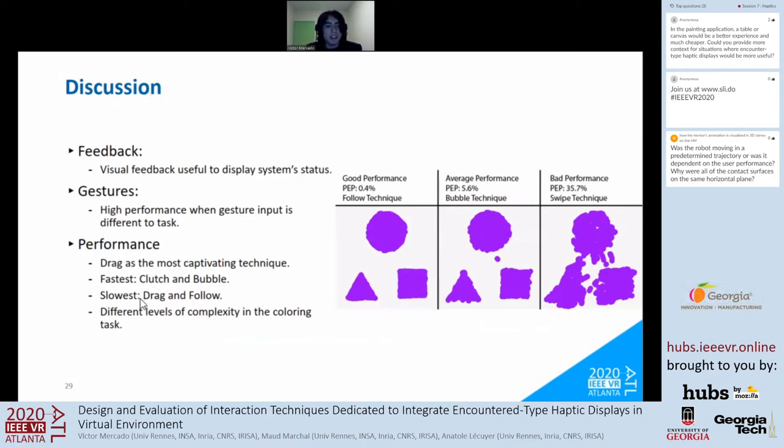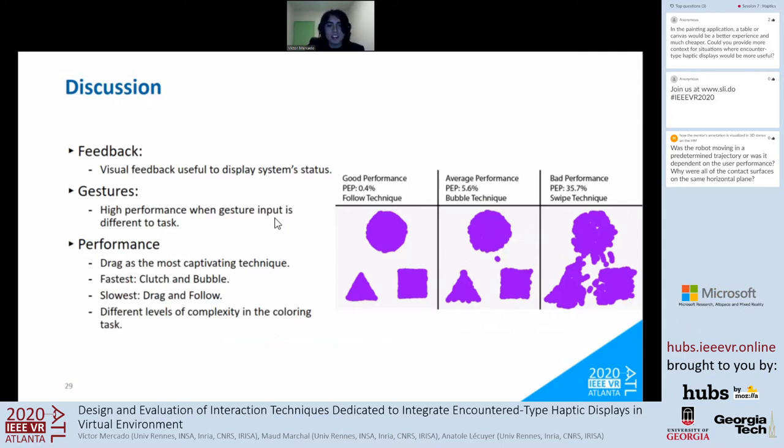And very interestingly, drag and follow techniques were the slowest ones, but that's probably due to Fitts' law, because users, or participants in this case, took the time for pointing to the contact area that they want to touch. And of course that also takes time. So at the end, that's an important factor to take into account.